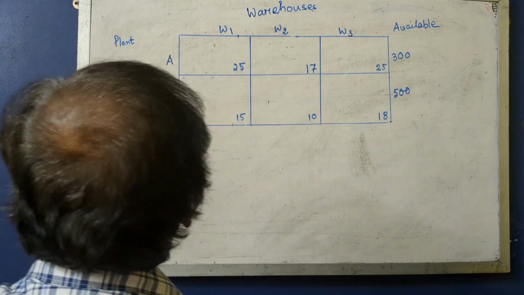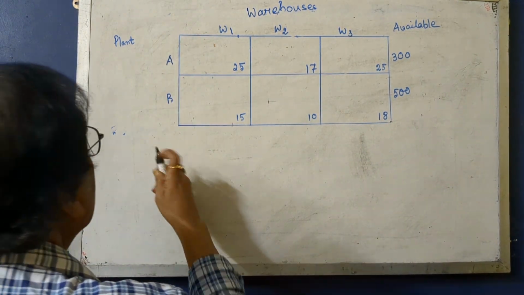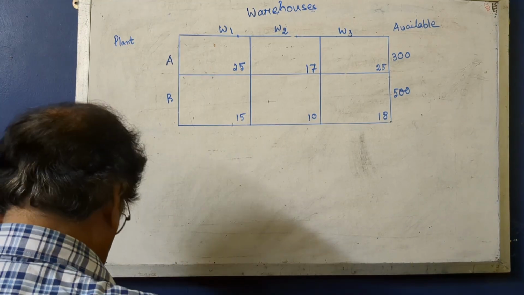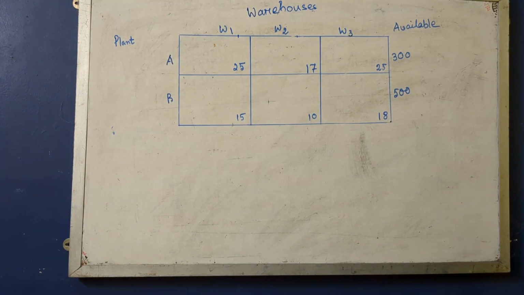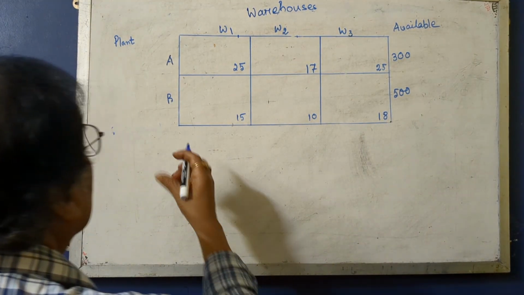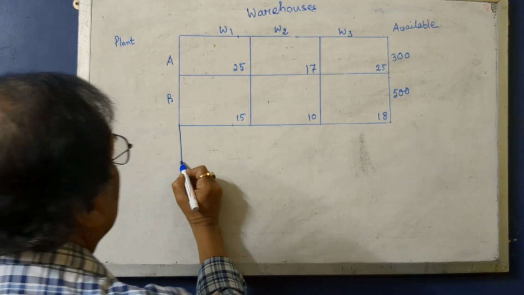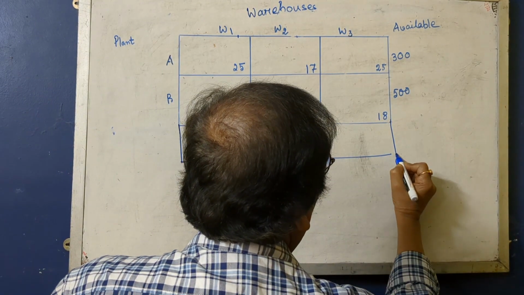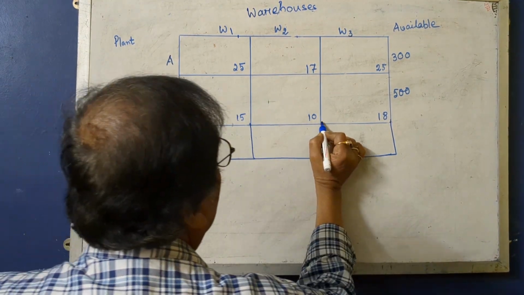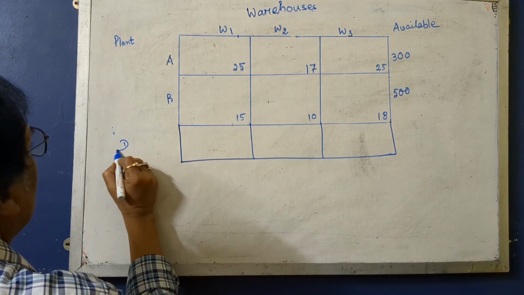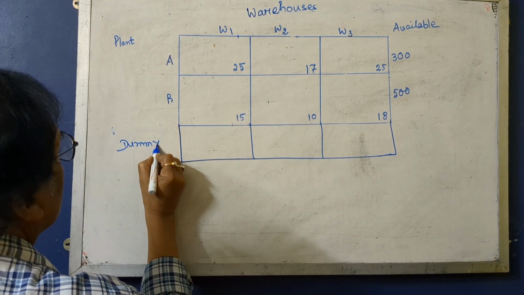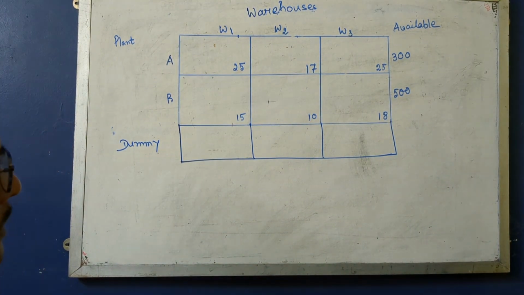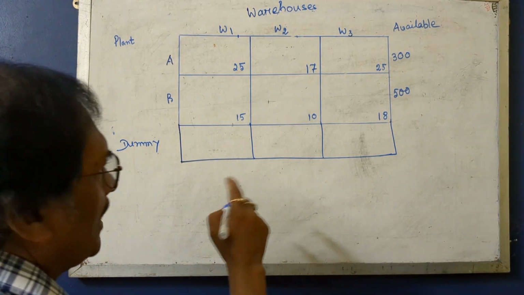That is called dummy source. It is better to write it in the same color. Dummy source. This is called dummy source. For mathematical purposes, you have to first make it a balanced problem.